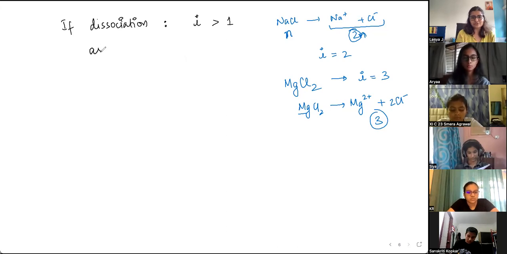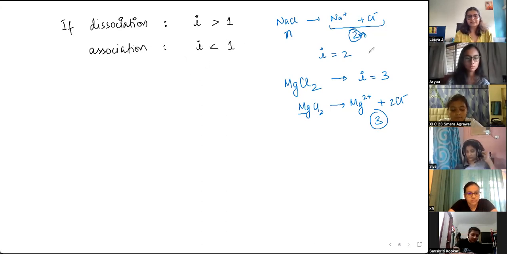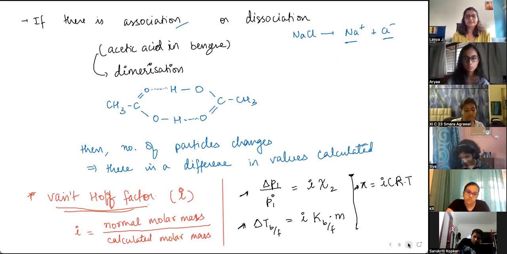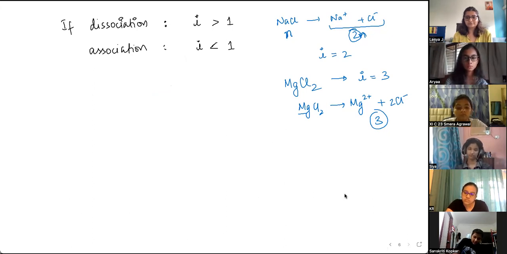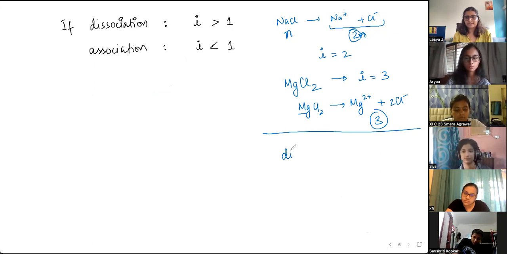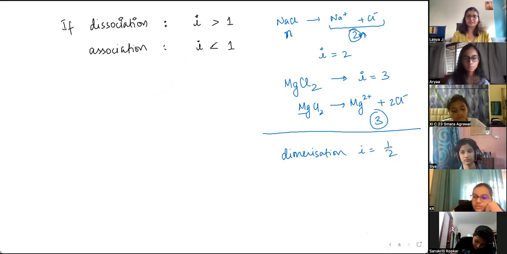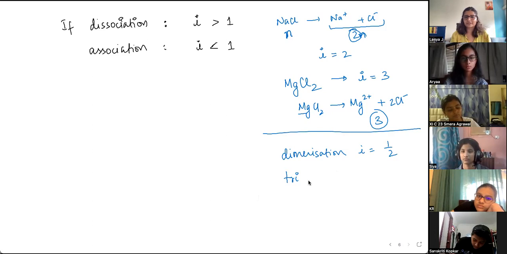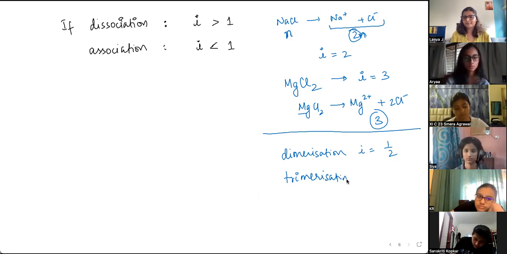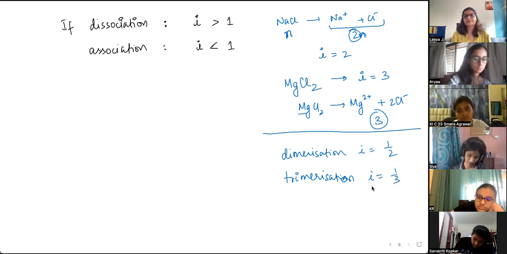Similarly, if there is association, then I will be less than 1. Same thing. It's basically the proportion, by how much it is increasing or decreasing. If it is dimerizing, like in the case of acetic acid, then I will be equal to 1/2. So for dimerization, I will be 1/2, because two of them are joining into one, so the total number of particles is getting halved. If it is trimerization, if three of them are joining together to form one clump, then I will be 1/3.